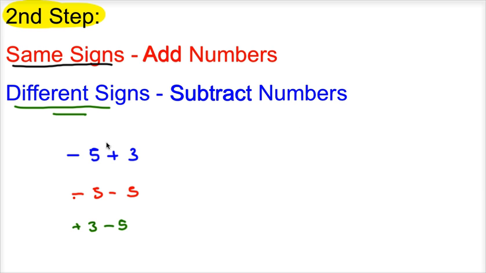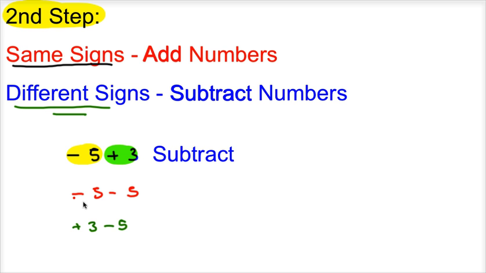So let's look at our first example here. -5 plus 3. I have a -5 and a +3. Are they the same sign? They're different signs, so if they're different signs, I'm going to subtract these two numbers. And we'll see how in a second.